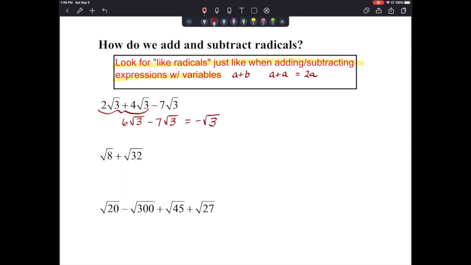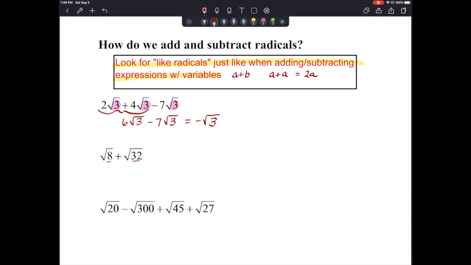The next one we look at, we have the square root of 8 plus the square root of 32, or radical 8 plus radical 32. They are not like terms. The reason that one above worked is because it was radical 3 and radical 3. But we might be able to simplify.